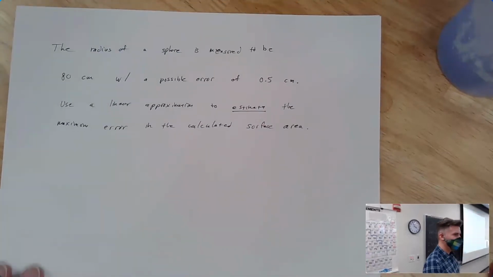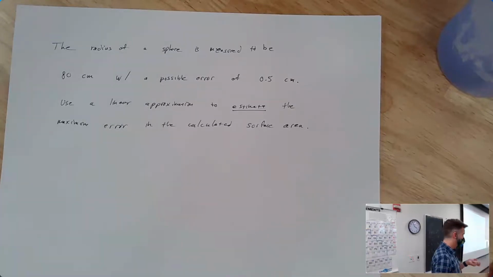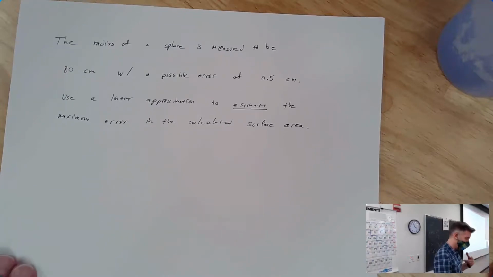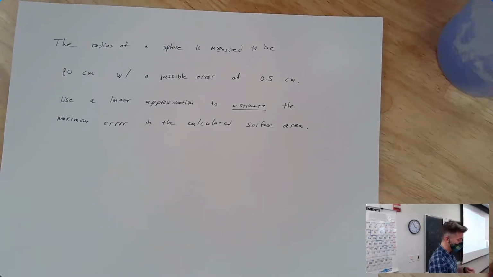Okay, so we want to be very careful here. We're not trying to actually calculate the surface area, right? They didn't say approximate the surface area. They said use a linear approximation to estimate the maximum error in the calculated surface area. It's not too different, but it's different enough that we need to pay attention. I'm still going to do the same sort of thing. I'm still going to use a linearization, right? They say use a linear approximation.